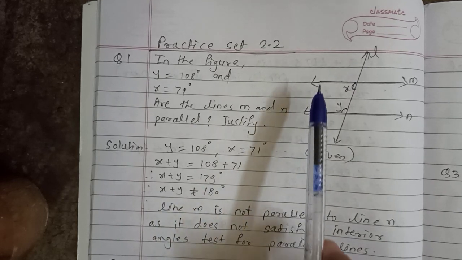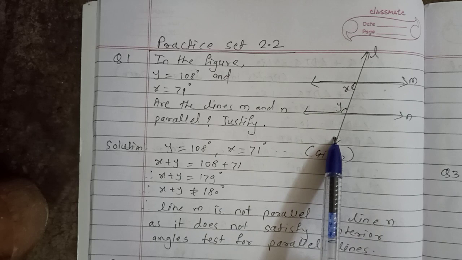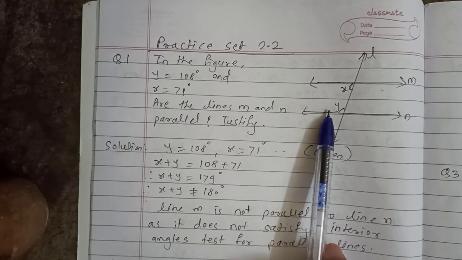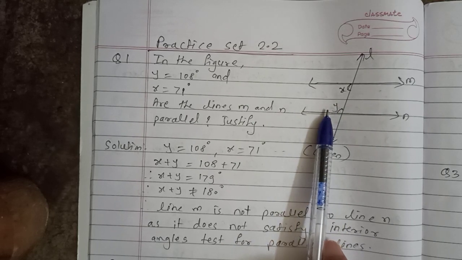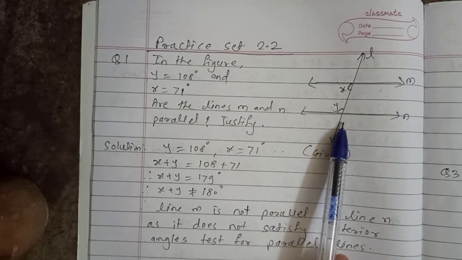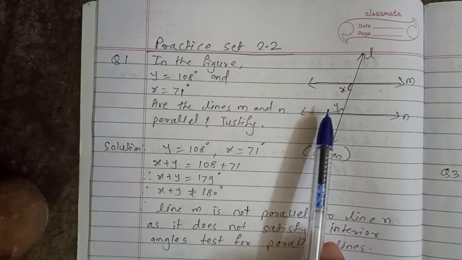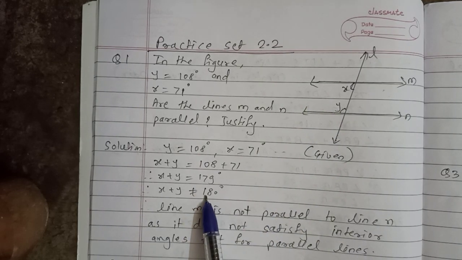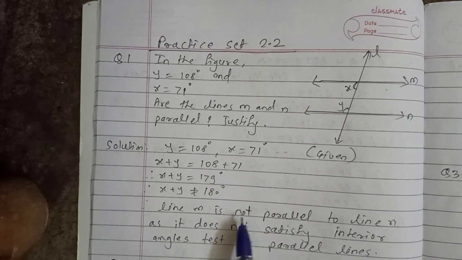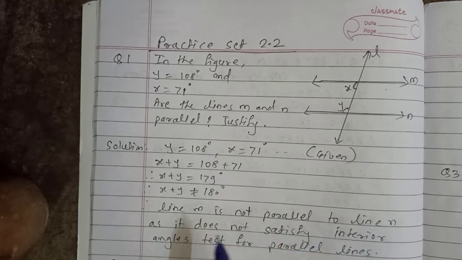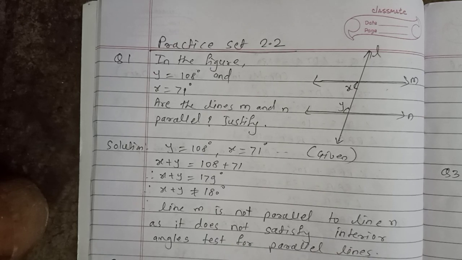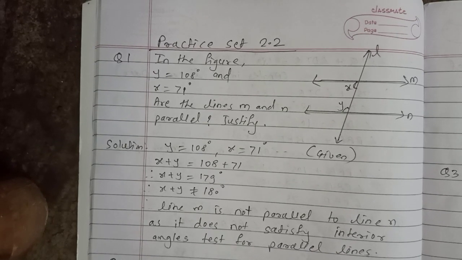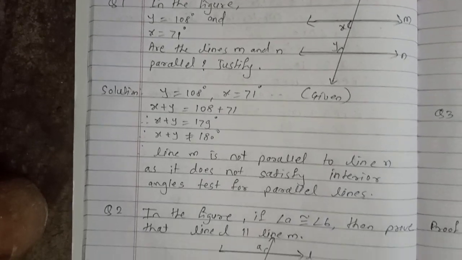In this figure these two lines are there and this is the transversal, and x and y are interior angles. As we know, if the sum of interior angles is 180, the given lines are parallel. But in this, the sum of these two interior angles is not 180 degrees. Therefore, line M is not parallel to line N as it does not satisfy the interior angle test for parallel lines. Now let us see the second question.